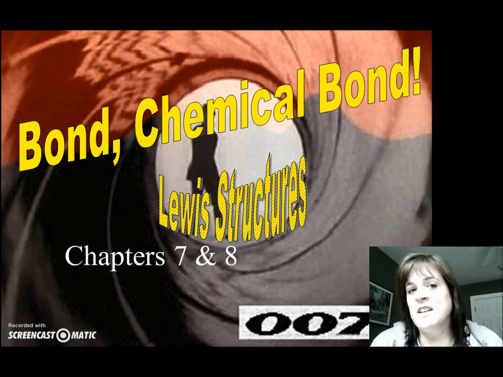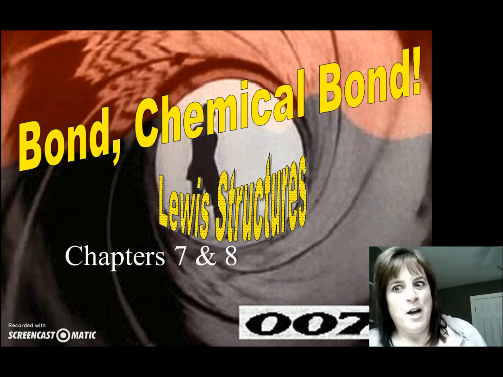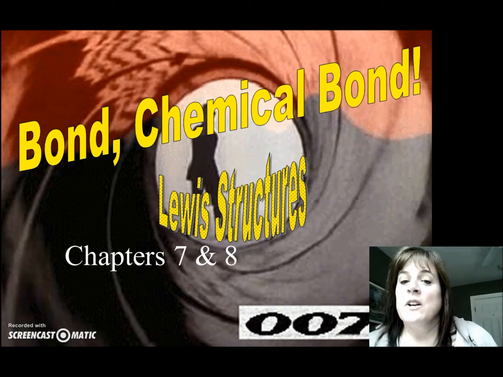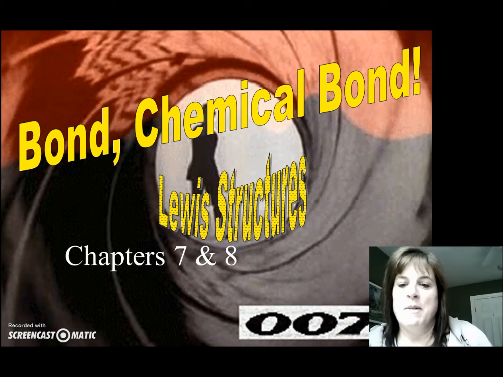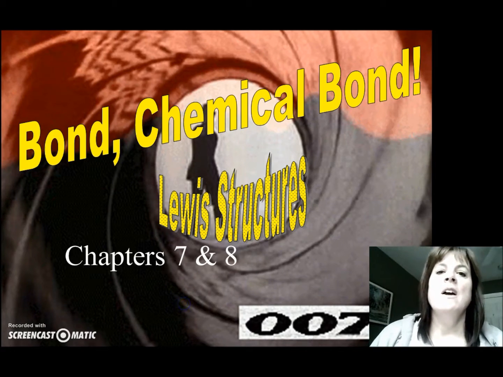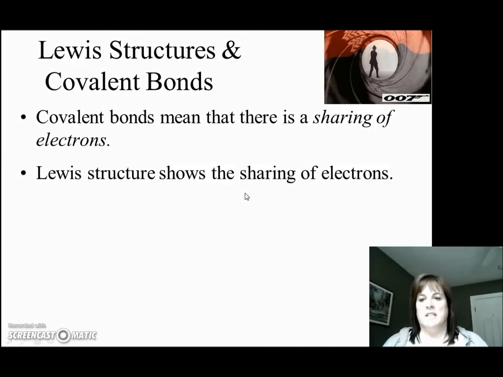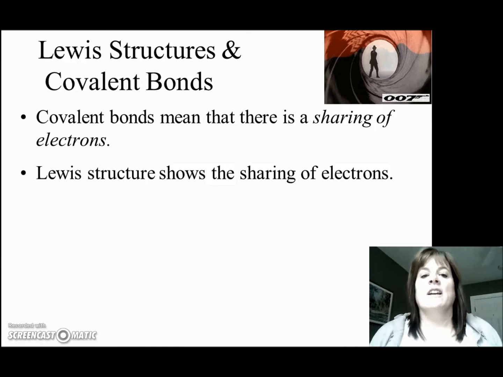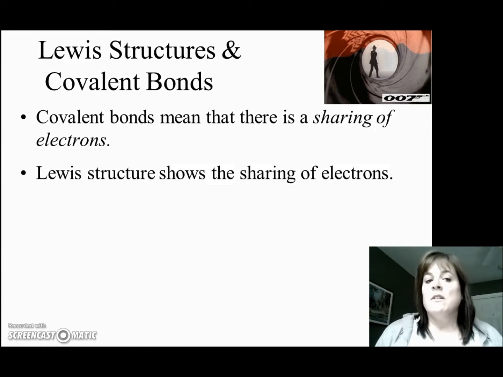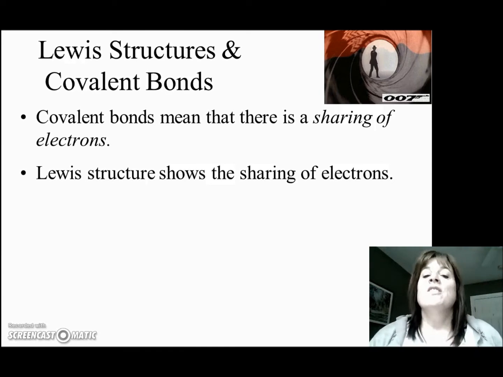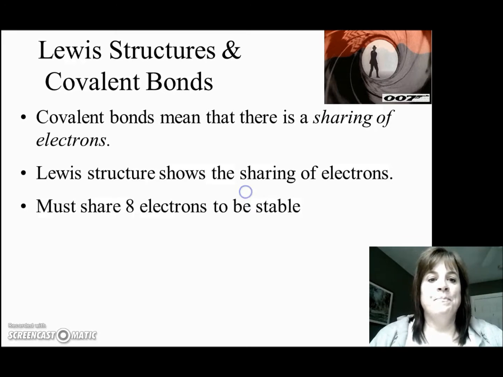In our next video on chemical bonds, we're going to talk about Lewis structures, this time for covalent compounds. Now, remember, a covalent bond is the sharing of electrons. So when we draw our Lewis structures, we're going to show the sharing of the electrons.